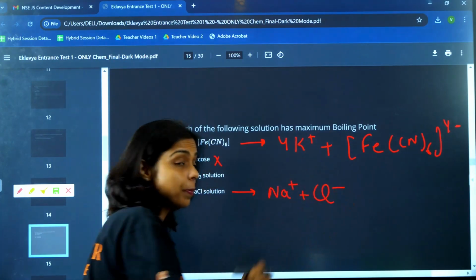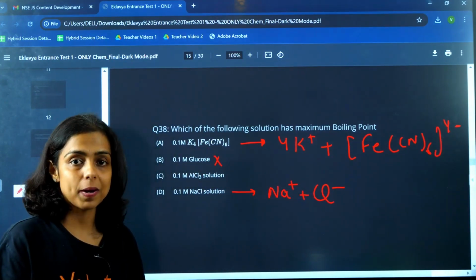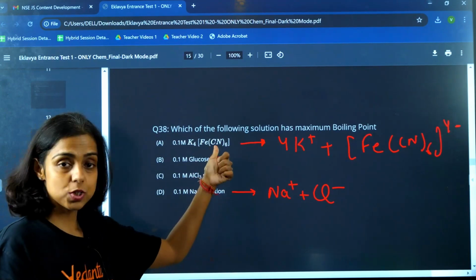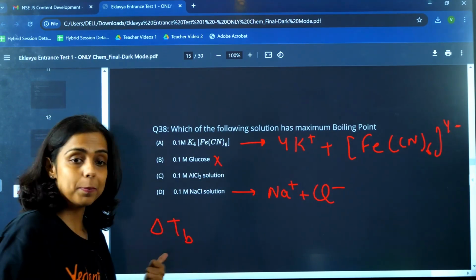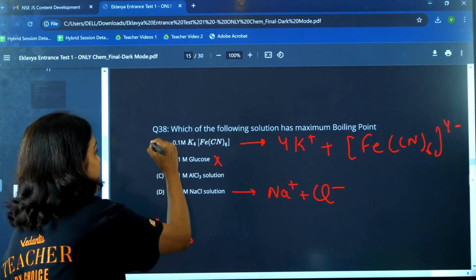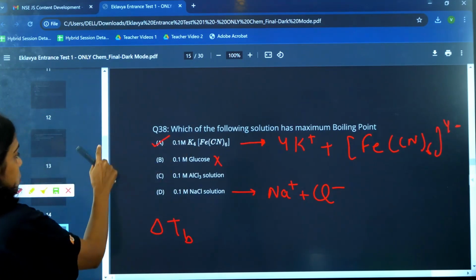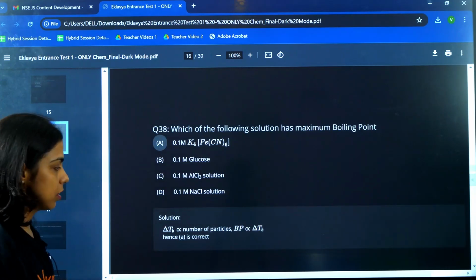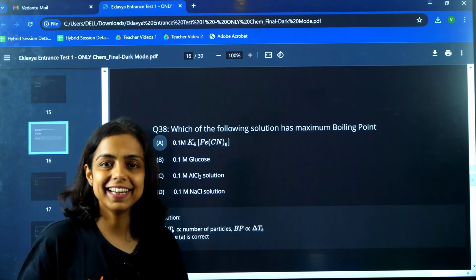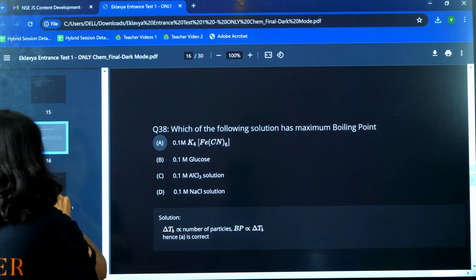So the maximum number of solute particles is present in option A, so the elevation in boiling point, which is a colligative property, will be maximum in A. So A is the answer. I'm sure you must have solved questions based on the same. The answer indeed is A.